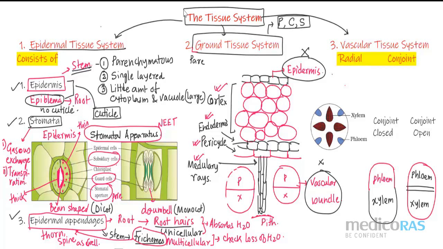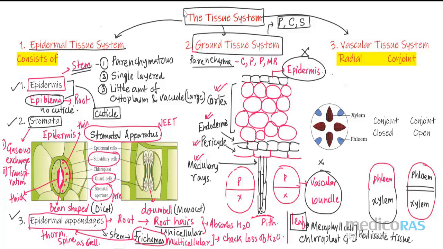Especially the cortex, pericycle, pith and medullary rays are made up of parenchyma tissue in case of root and stem. In case of leaf, the mesophyll cells contain thin-walled, chloroplast-containing ground tissue, and that we know as the palisade tissue.